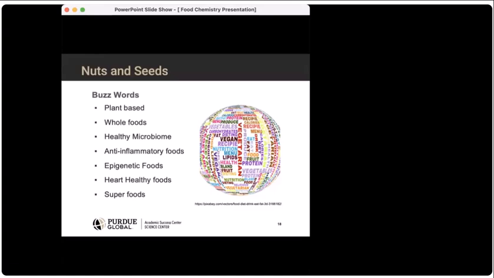Nuts and seeds can be a great addition to salads and smoothies, eaten as a snack, or added to sauces and vegetables. Due to the high calorie and fat content, we may want to watch the portion size, but we still want to enjoy them.